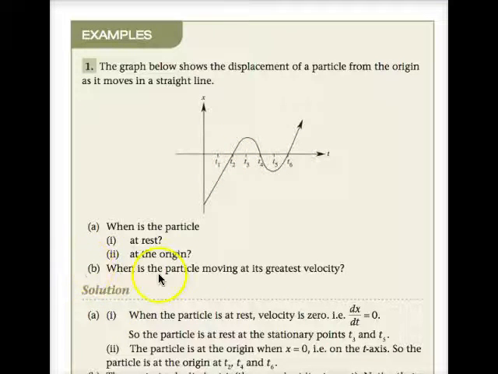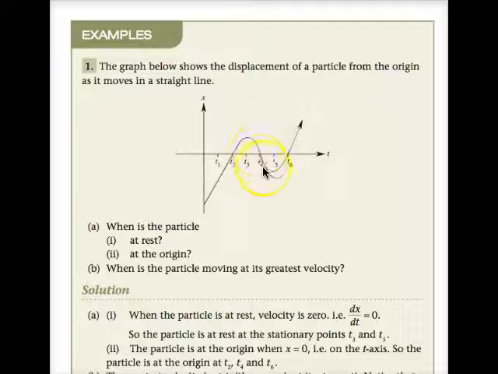Now for part B, we didn't get to finish this today. So when is the particle moving at its greatest velocity? Now, velocity again is the gradient of the displacement versus time graph. And we can see that where the gradient is positive, we've got positive velocity. Here we've got negative velocity, which just means that it's travelling in the negative direction. And here for this part of the curve, because the gradient's positive, we've got positive velocity.